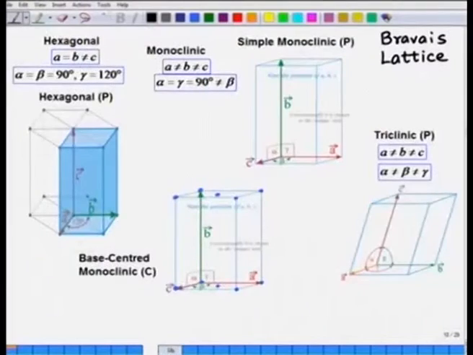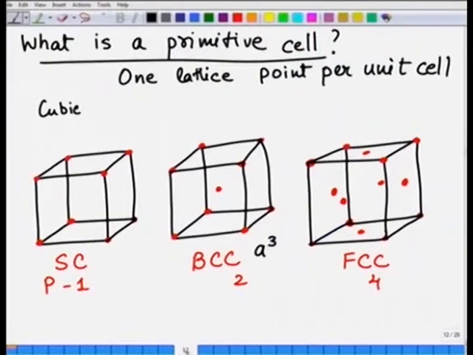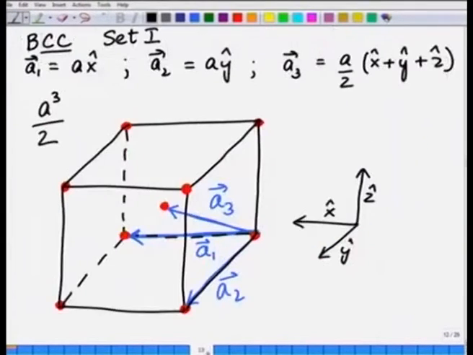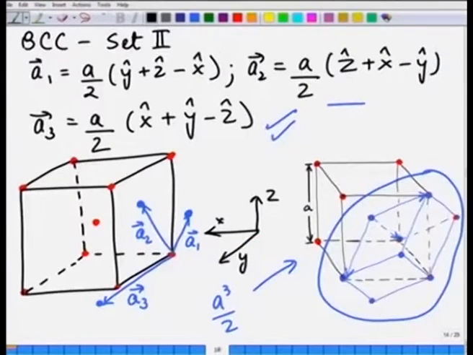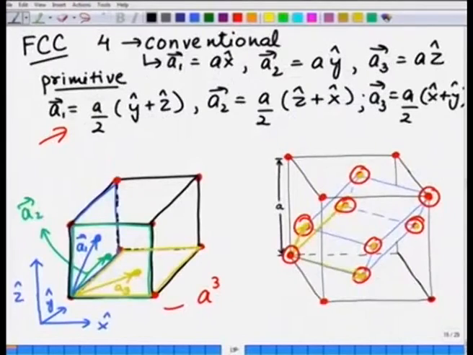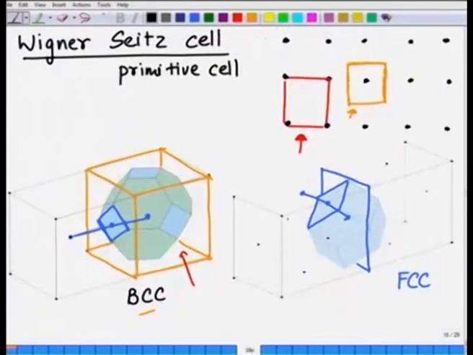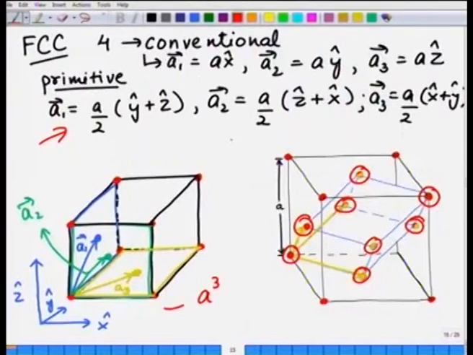Some are primitive, some are not primitive. Whichever are not primitive, it is always possible to make a primitive lattice. A primitive lattice has one lattice point per unit cell, and primitive lattices are often used in analysis, which we will do. Shown here is for BCC, then shown here is for FCC, a primitive lattice. But there is another construct for a primitive cell, which is a Wigner-Seitz cell. This Wigner-Seitz cell may not be of too much importance, at least for us, but the same construction in reciprocal space would become a lot more important.